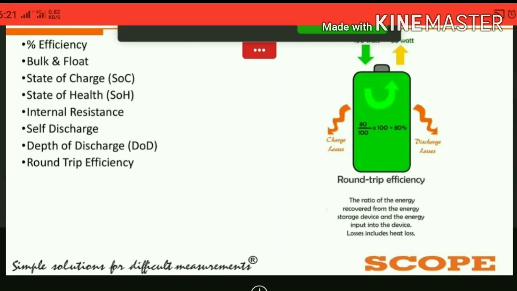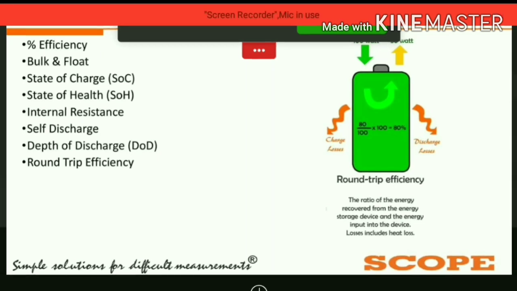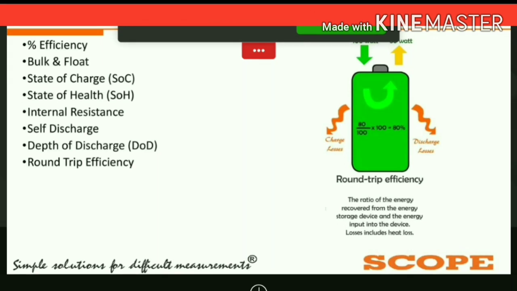Now in case of discharge, the energy is 80 watt. So some amount of energy, around 20 watt, is consumed by the battery or the cell itself. The ratio of this output energy and the input energy is known as the round trip efficiency.